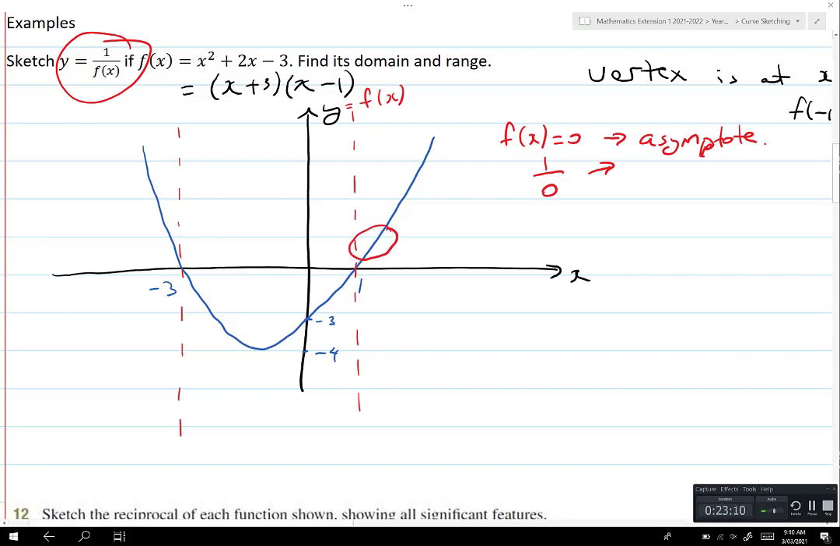Small positive values are going to lead to very big positive values when I take the reciprocal. 1 over 1 over 1 million equals 1 million, you know what I mean? Very big positive values are going to lead to very small positive values. So I know that my curve looks like this.